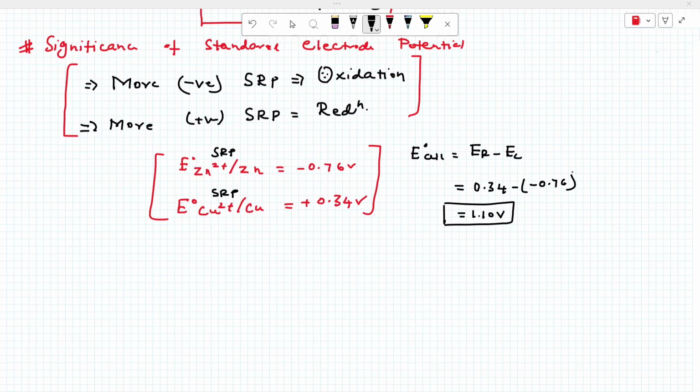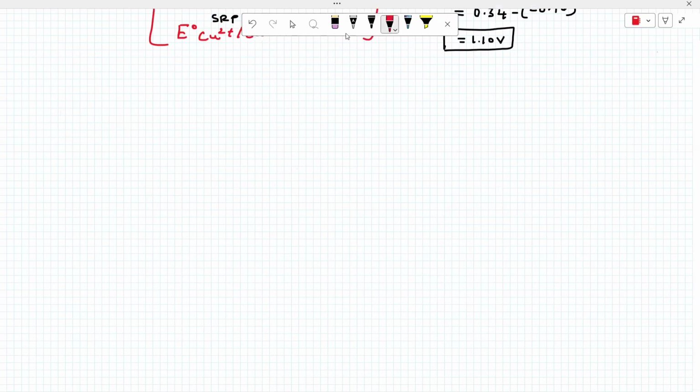So the more negative SRP undergoes oxidation, and the more positive SRP undergoes reduction. If both are positive, the less positive undergoes oxidation and the more positive undergoes reduction. If both are negative, the more negative undergoes oxidation and the less negative undergoes reduction. If one SRP is negative and one positive, the negative undergoes oxidation and the positive undergoes reduction. Please note these three points; remember them. Next, the point is very, very important: we can find this based on what reagents. Note this, it is a very important topic.